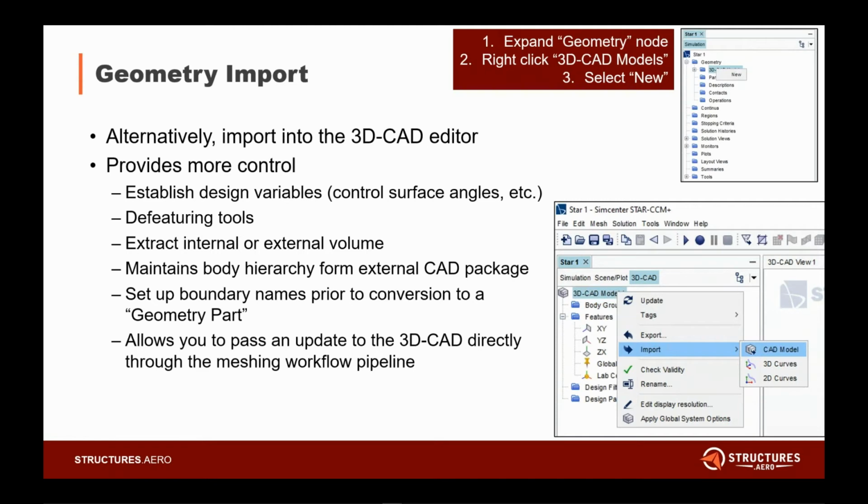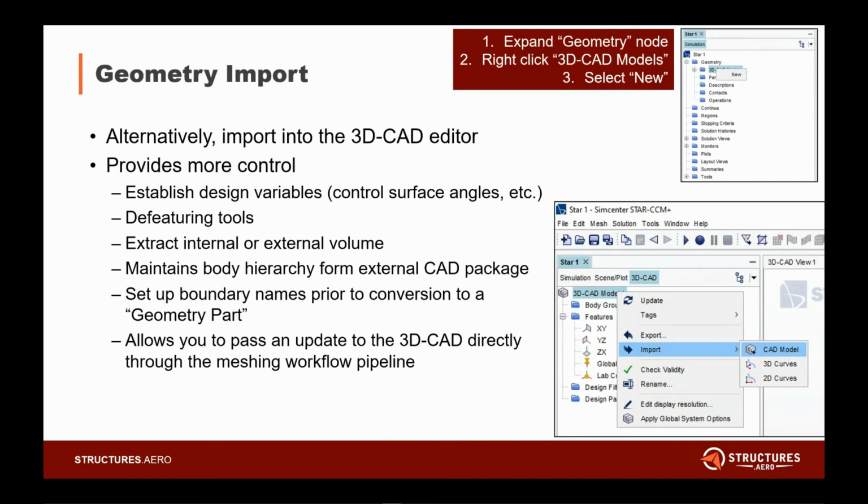So some other advantages of the 3D CAD Editor are that it allows you to set up some boundary names prior to converting your part into a geometry part, which has a surface mesh. And then it also allows you to pass an update to this CAD directly through the meshing workflow pipeline. So if you have something that you need to change, say you forgot, or you want to explore some sort of design variable, you can change it in the 3D CAD model.